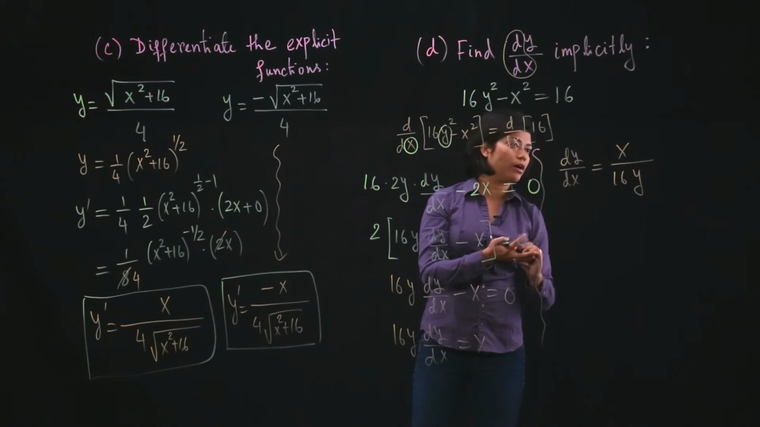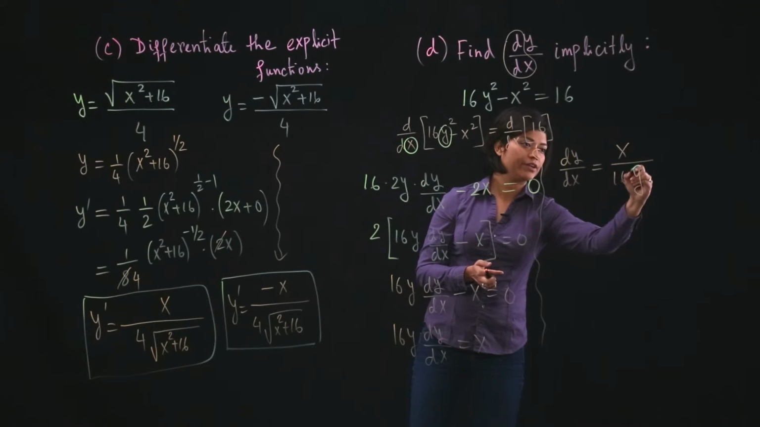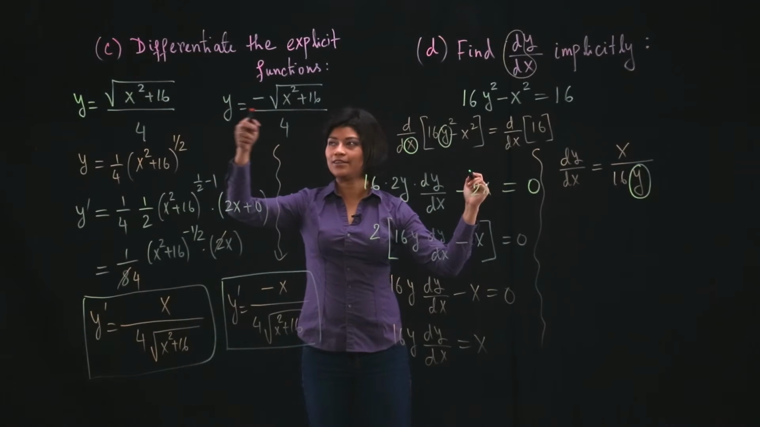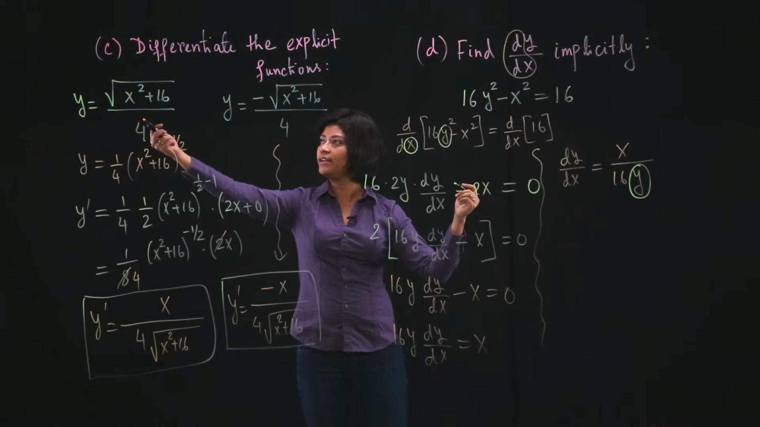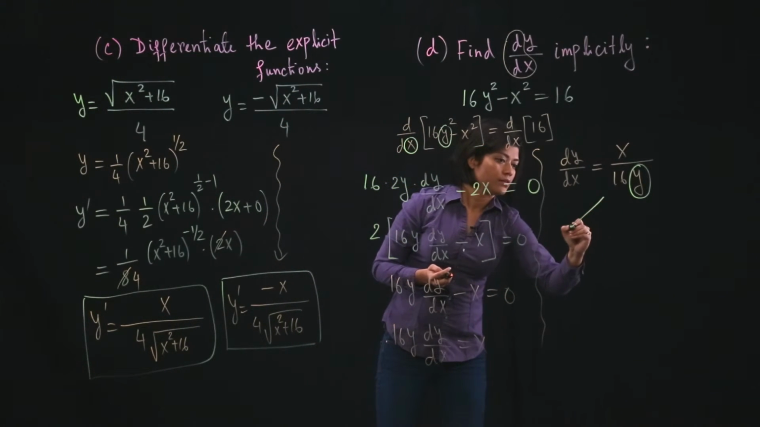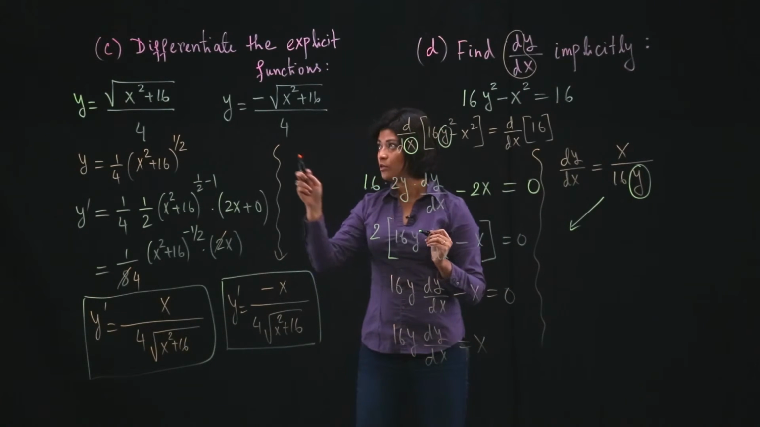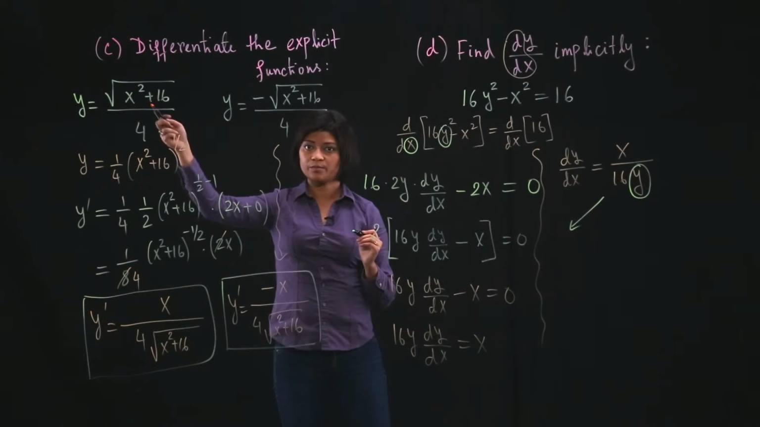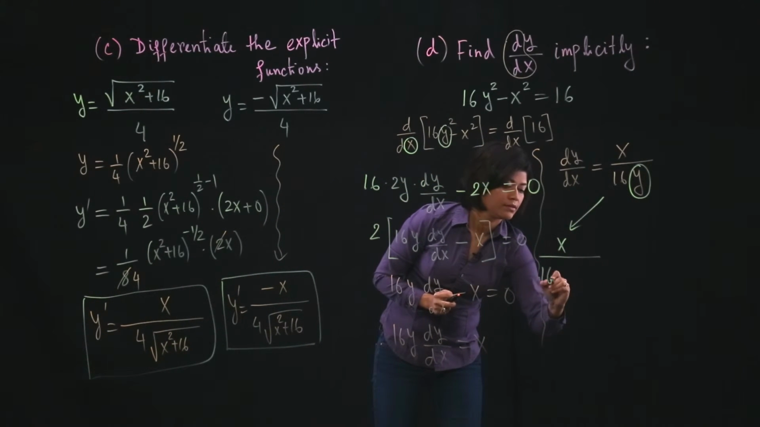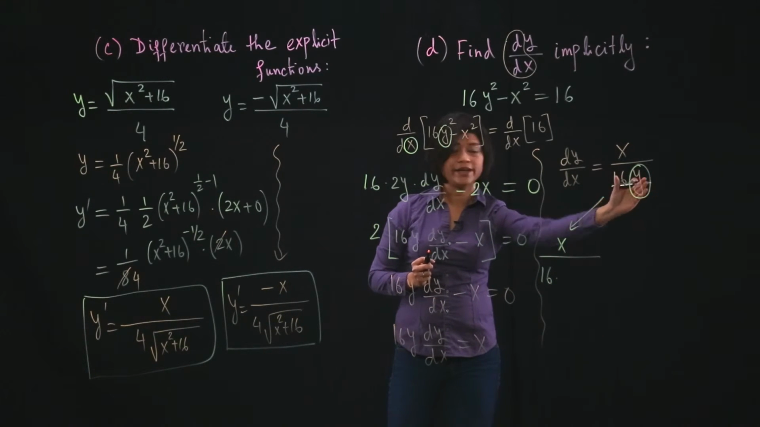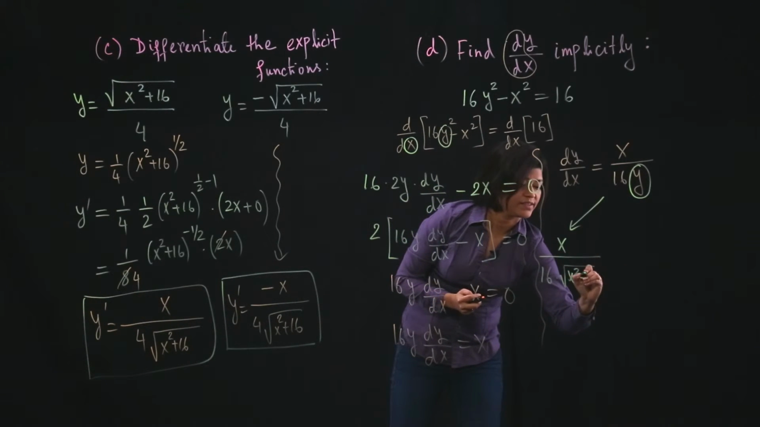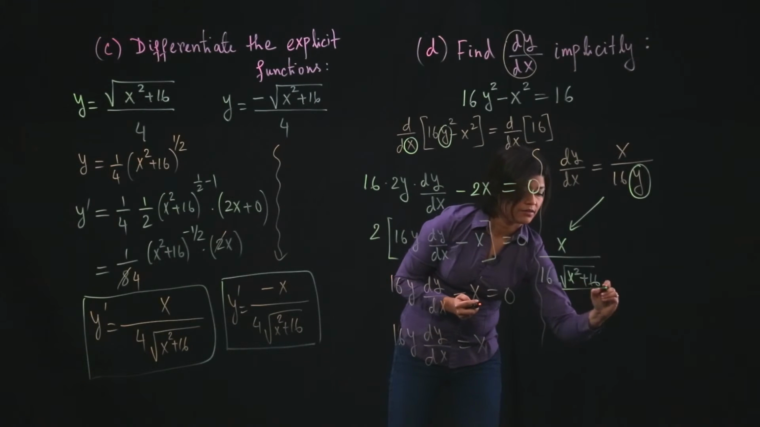Now notice that in this one, we have a y in the denominator, right? And we know that y is given explicitly right here, the two forms. So why don't we plug in these expressions for y and figure out what the dy/dx will be? Okay, so let's first plug in y equals positive square root of x squared plus 16, over 4. Then we will have x divided by 16 times, rewriting y now, square root of x squared plus 16 divided by 4.